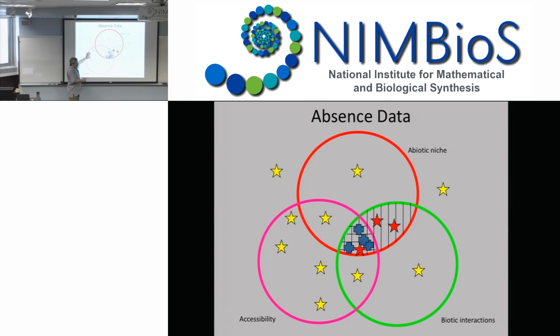The only meaningful absence data, the only possibly meaningful absence data are those that come from within M. Because everything else is absent at least because it's not accessible. And so it's kind of a meaningless comparison to use those absence data from outside M. The species has never been there, never had a chance to colonize those sites, so we don't know whether it likes those conditions or not.